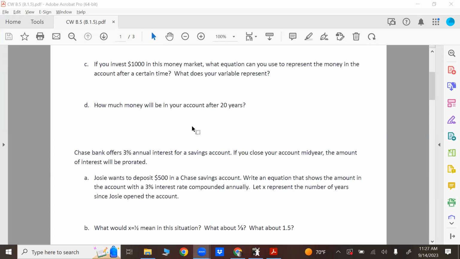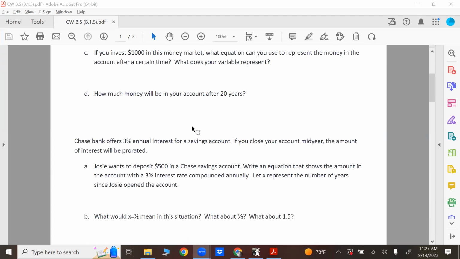You don't need to know that formula. I'll give it to you. You don't have to memorize it. You need to know how to use it. So let's look at this now.